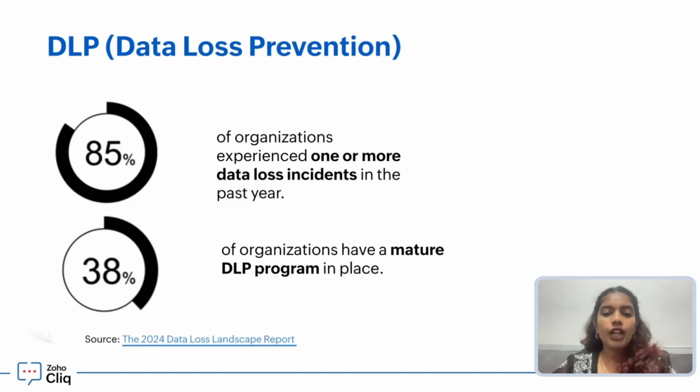Let's take a look at some eye-opening statistics about data loss. Did you know that 85% of organizations in a recent study have reported experiencing at least one data loss incident in the past year? But yet only 38% of organizations have a mature DLP program in place. So these numbers highlight the critical importance of safeguarding sensitive information. With Zoho Cliq's advanced DLP capabilities, we are trying to bridge that gap and protect your organization's data more effectively.